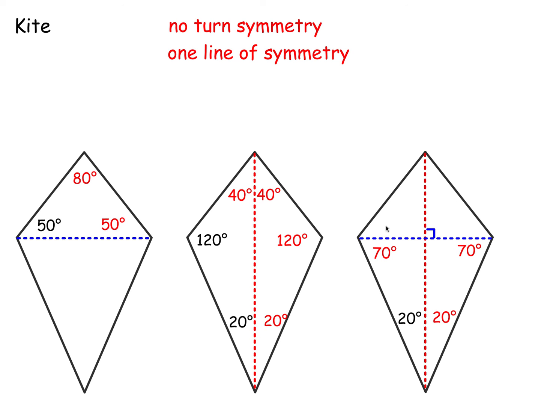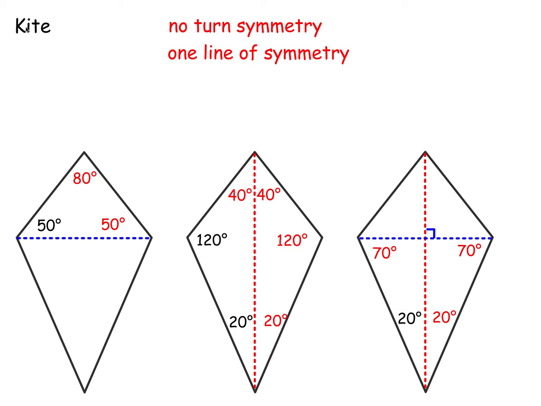You can't fill in the top. So there's no way to use this information to help you fill in the top. You don't know anything about the angles on the top. That just depends on the triangle on the top. So that's a kite. It's got no turn symmetry, but it's got that diagonal here. There's one line of symmetry.